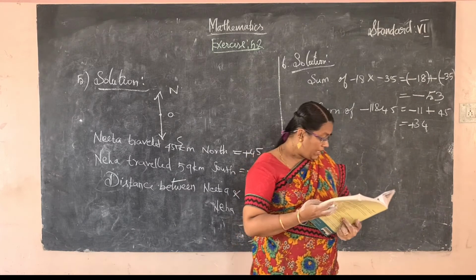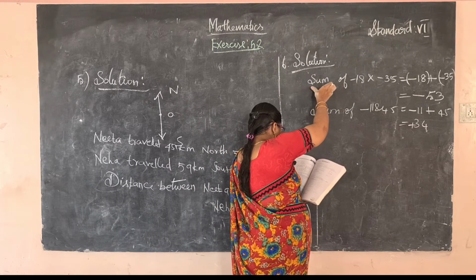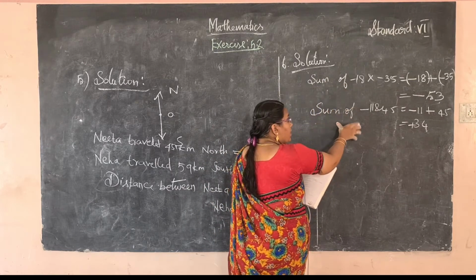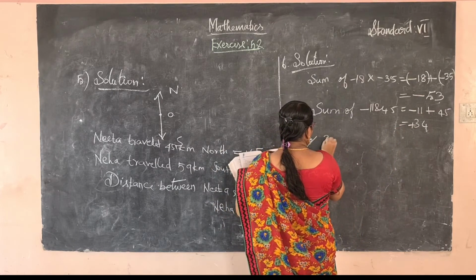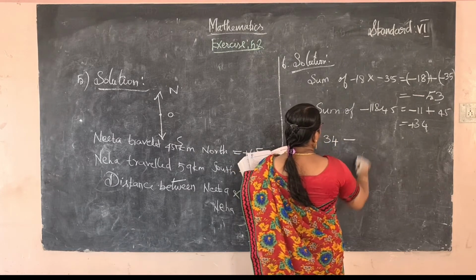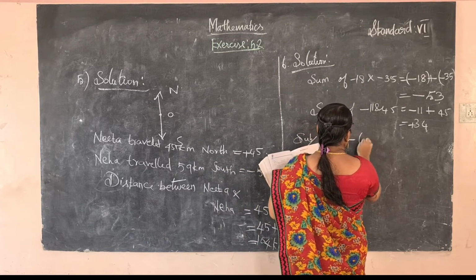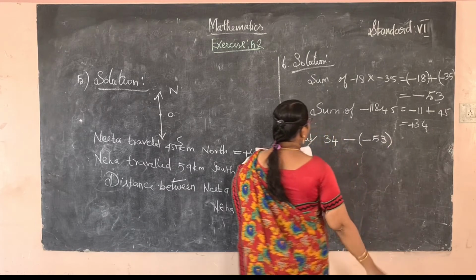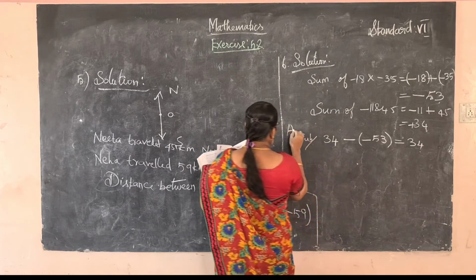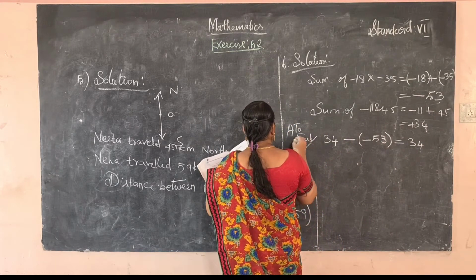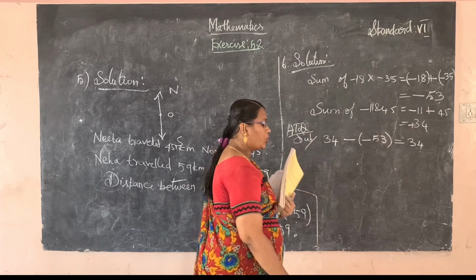So what is given in the statement, subtract the sum of these values from the sum of this. So this one, 34 minus, from this one to this one, minus of minus 53. So what is the answer? 34 plus 53, which is 87. Here write according to the problem, according to the question.